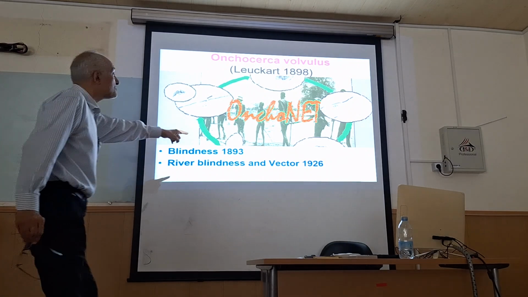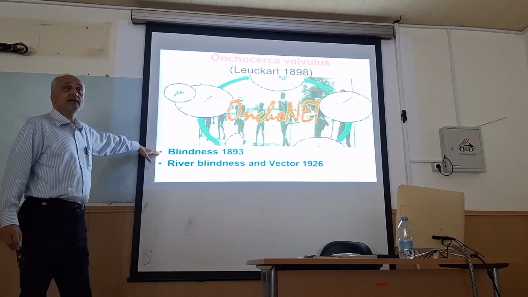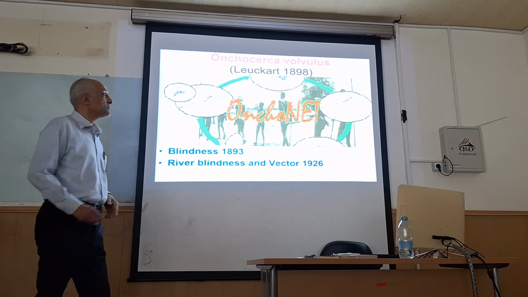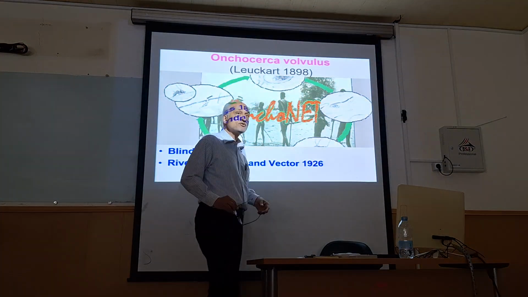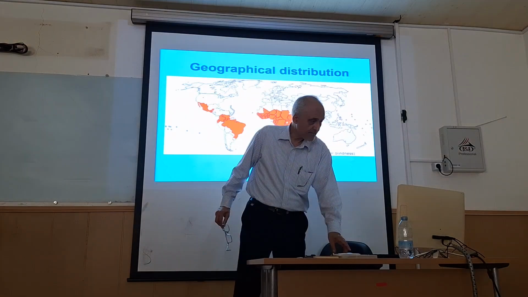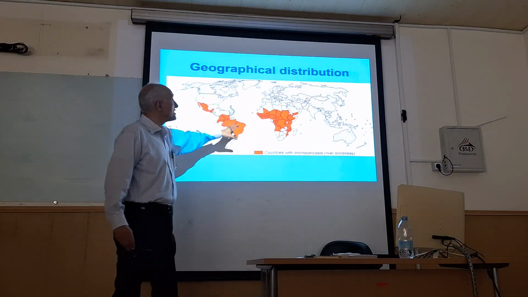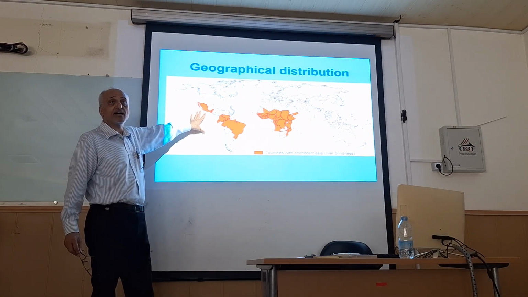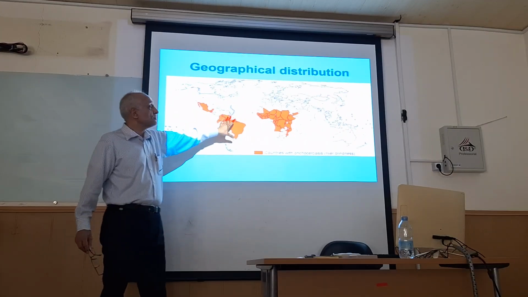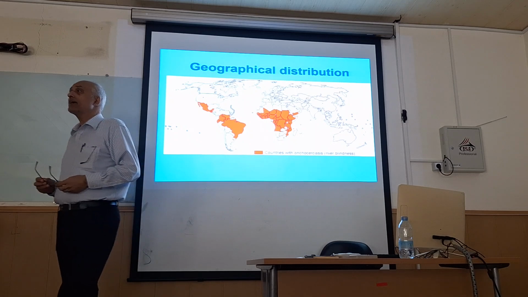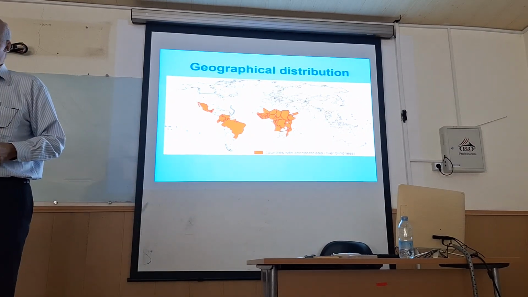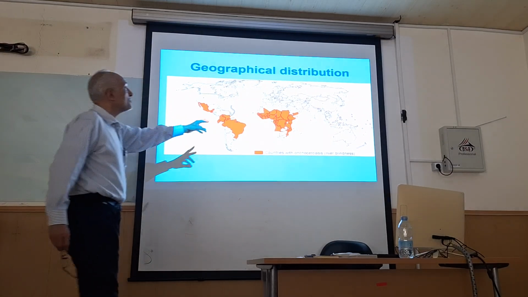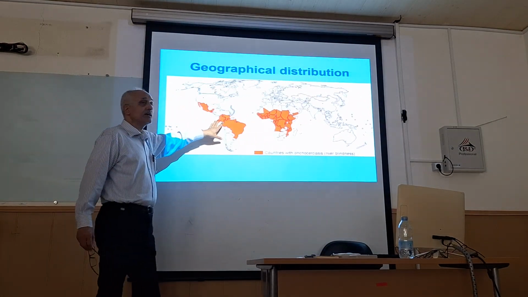In 1893 it was confirmed as a causative agent. River blindness and vector relation, 1926. Geographical distribution: this is Africa, this is the southern part of the American continent. In these two continents we can see the number of infected people, in Africa and in America.